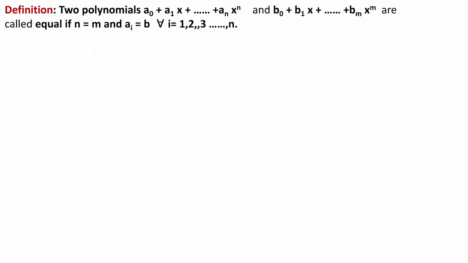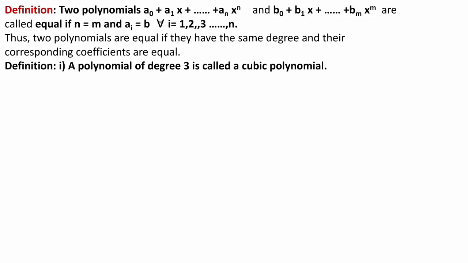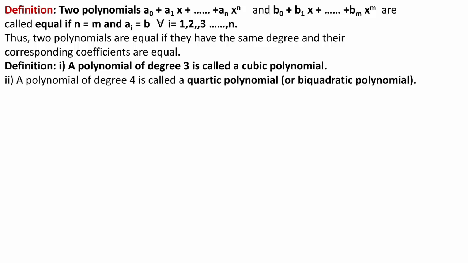Two polynomials a0 plus a1x plus up to an x raised to n, and b0 plus b1x plus up to bm x raised to m, are called equal if m equal to n and ai equal to bi for all i equal to 1, 2, 3 up to n. Thus, two polynomials are equal if they have the same degree and their corresponding coefficients are equal. A polynomial of degree 3 is called a cubic polynomial. A polynomial of degree 4 is called a quartic polynomial or biquadratic polynomial.